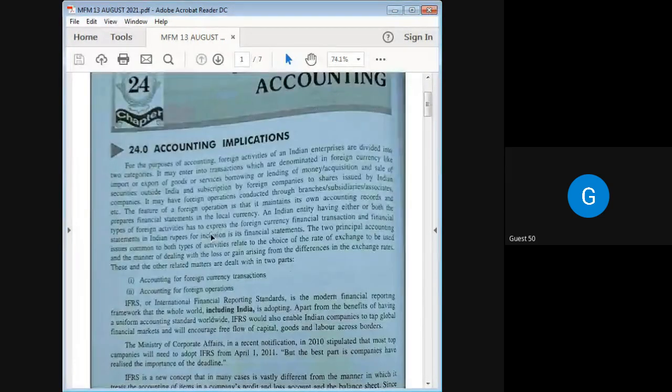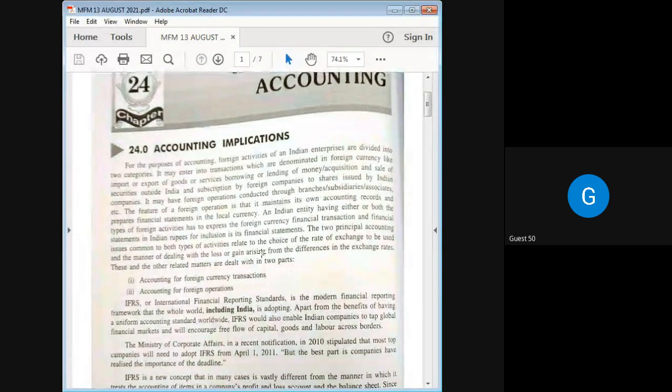So we can say that these and other related matters are dealt with in two parts. For dealing with this issue, we divide this type of transaction into two parts. The first one is accounting for foreign currency transactions, and then accounting for foreign operations. So mainly we prepare the international accounts on the basis of these two.